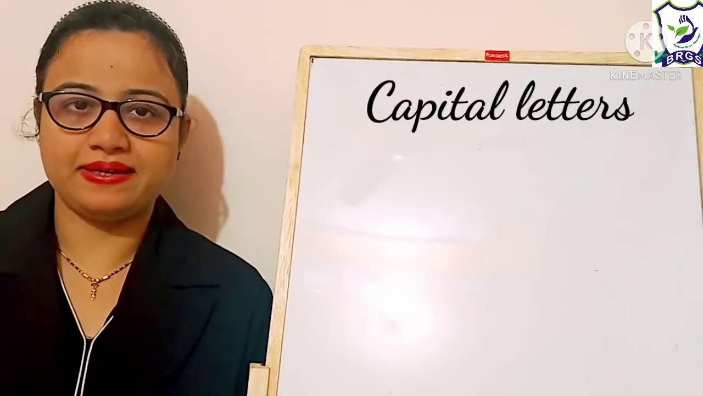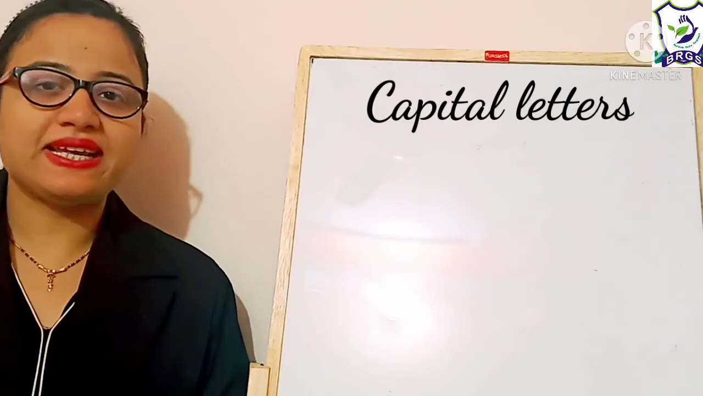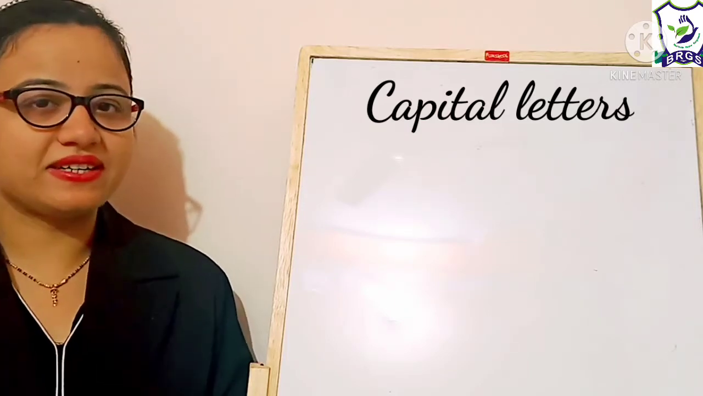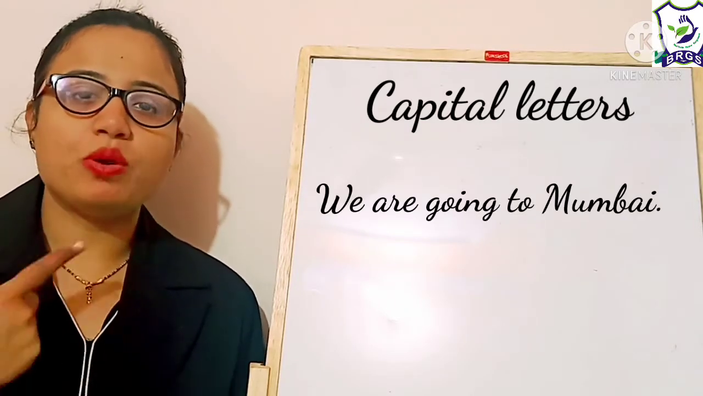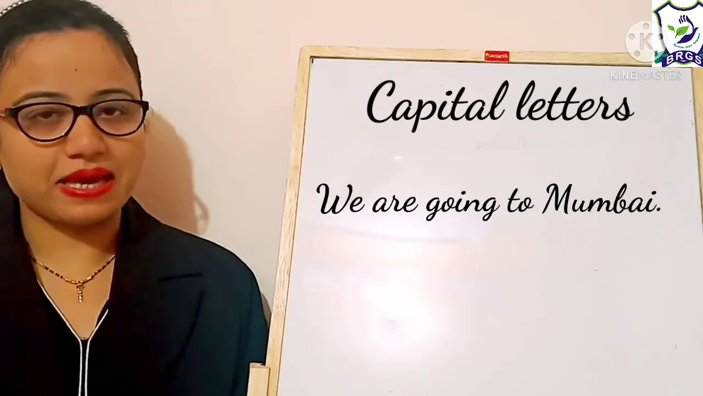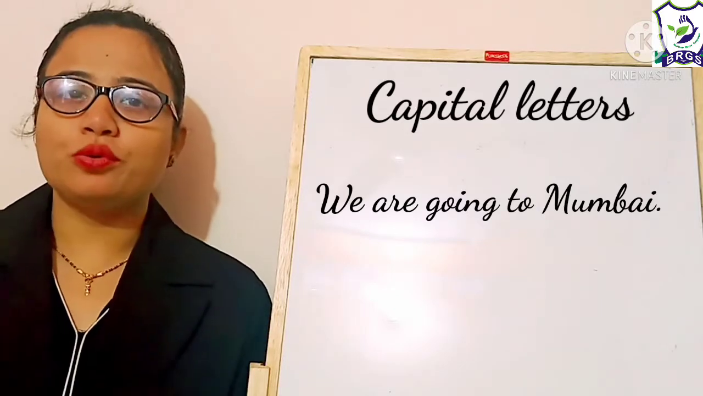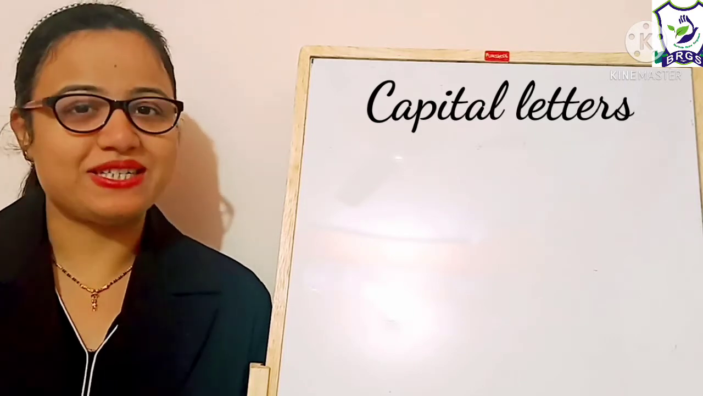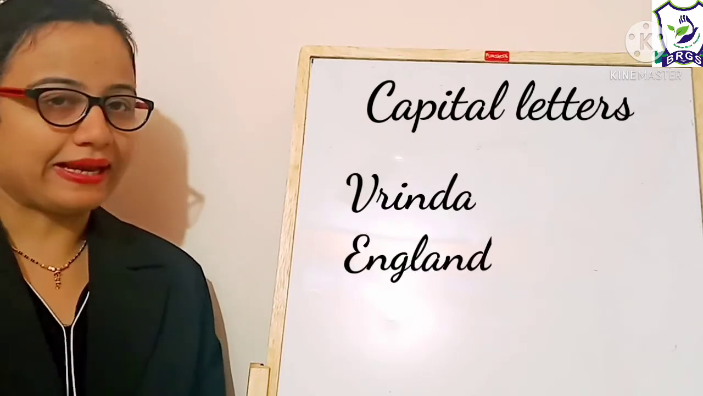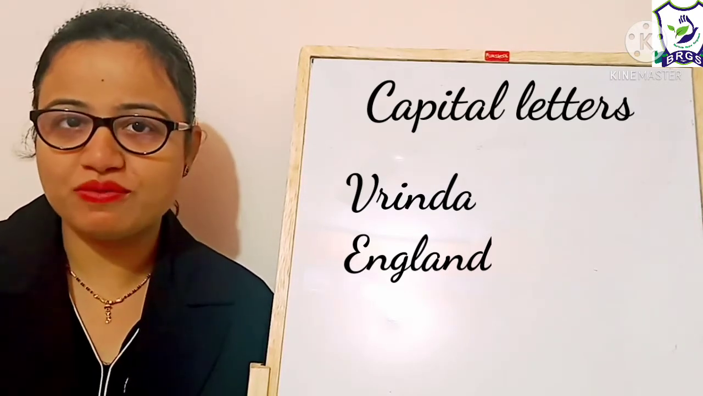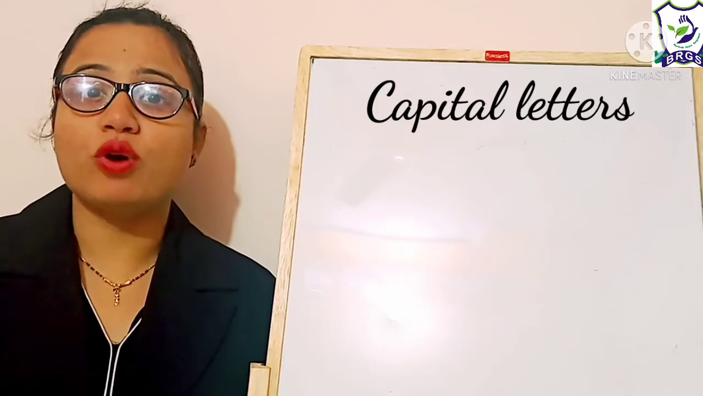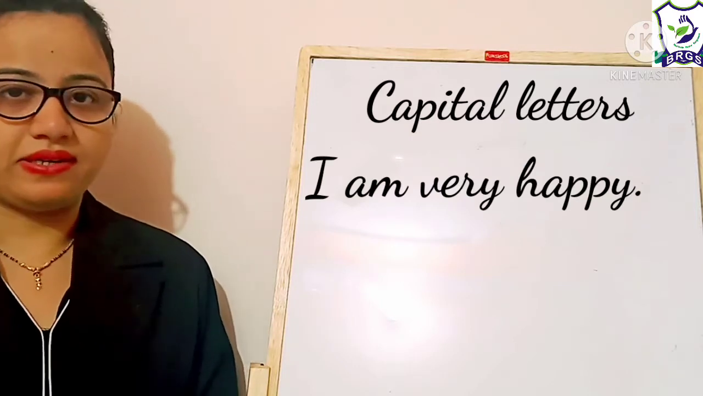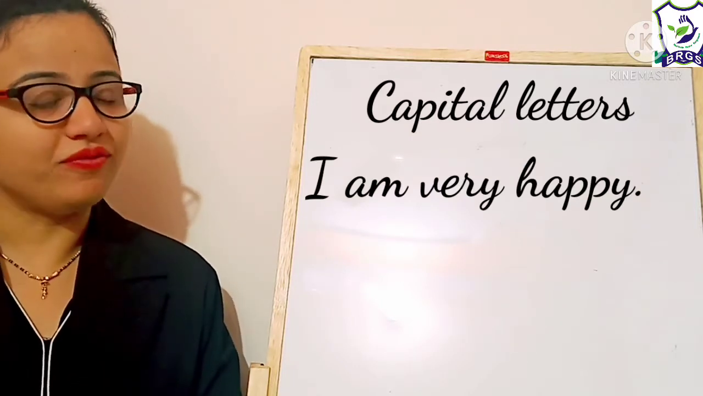Where do we use capital letters? Rule number 1 is a sentence always begins with capital letter. Yes, you know very well. एक sentence write करते हुए हम first letter कैसा write करते हैं? Capital. For example, we are going to Mumbai. Here W is capital. Right, children? Then rule number 2. Proper nouns always begin with capital letters. Proper nouns means special names like Vrinda, England. Right, children? Proper nouns always begin with capital letters. Then the word I. Children, word I is always written as capital letter. Like I am very happy. I is capital.